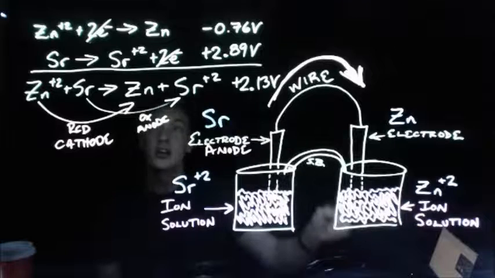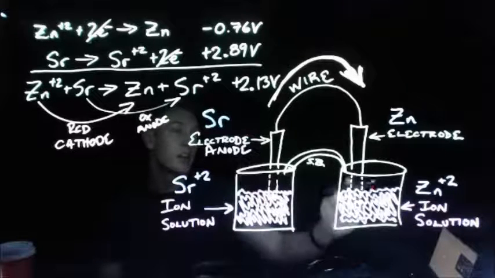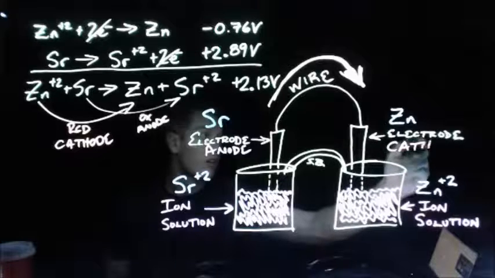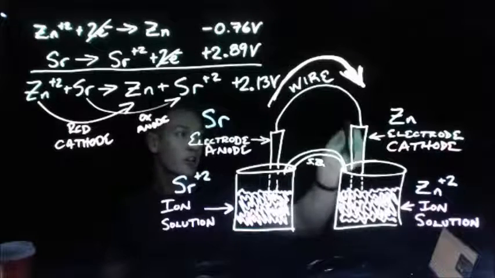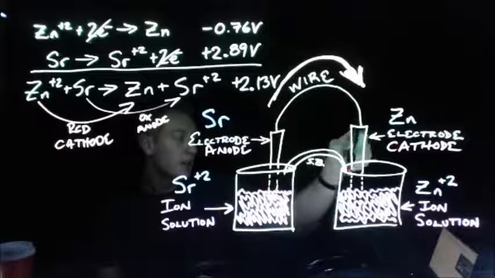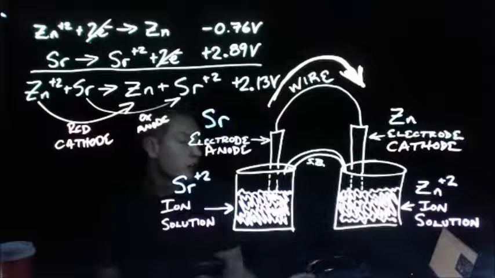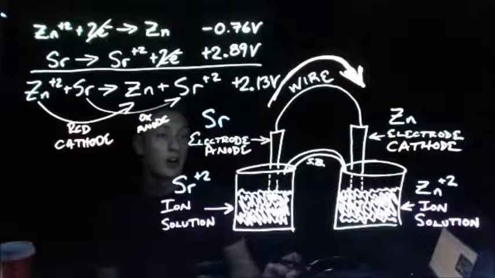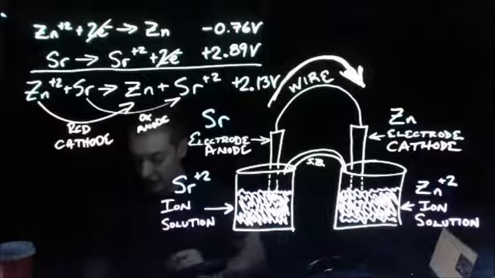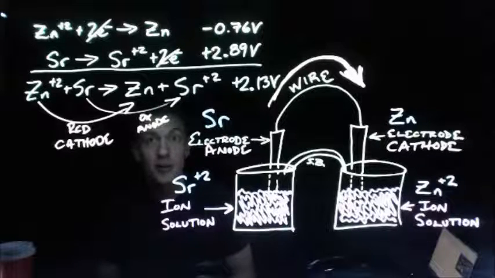On the other side, we have zinc ion becoming zinc metal. So this electrode is going to be gaining mass and this solution will be becoming less and less concentrated with zinc ion. All right, so I hope that answers any questions that you might have had about voltaic cells.